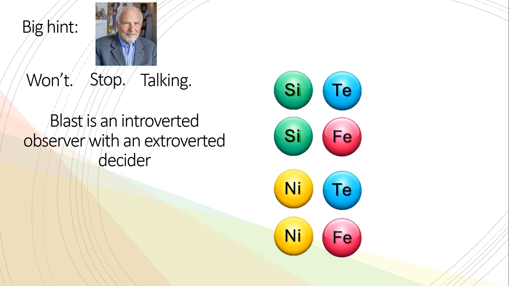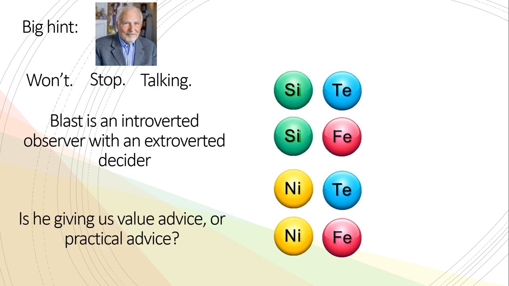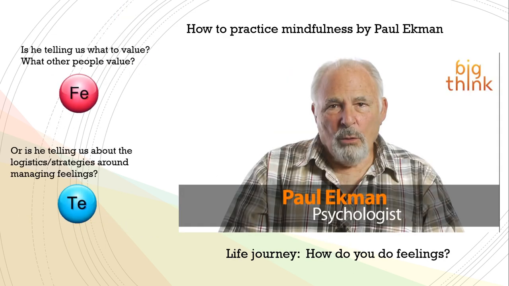So you're looking at one of these four pairs of functions being close to his top, right? So the decider is either going to be TE or FE, and we kind of have to figure out which one it is. So if Paul is talking to people and giving them advice, is this value-based advice or is this logistical, logic-based advice? And so here's an example of Paul talking to people, telling them how to practice mindfulness.